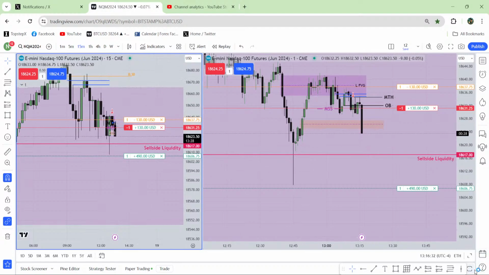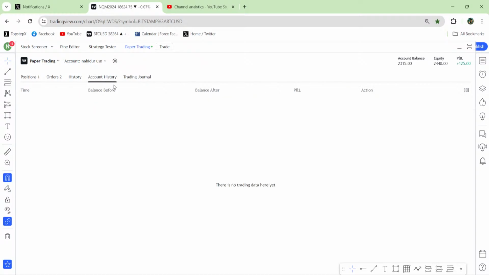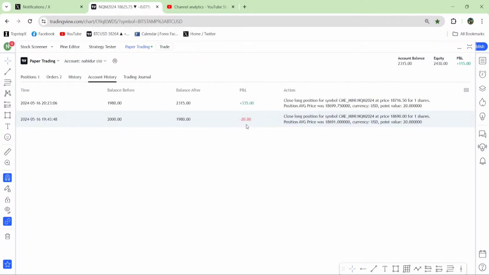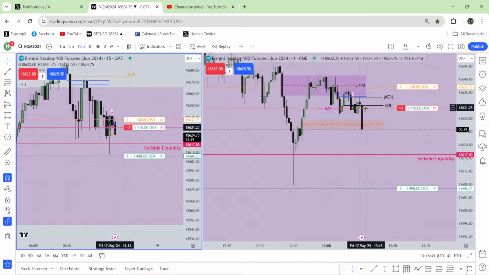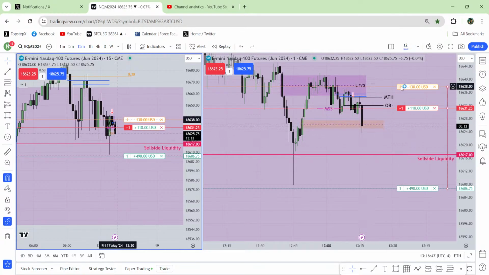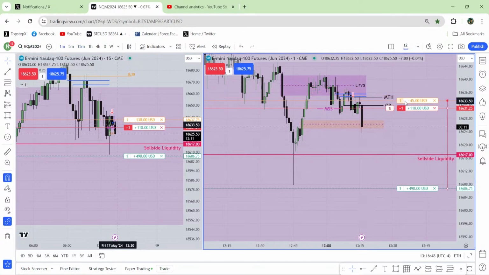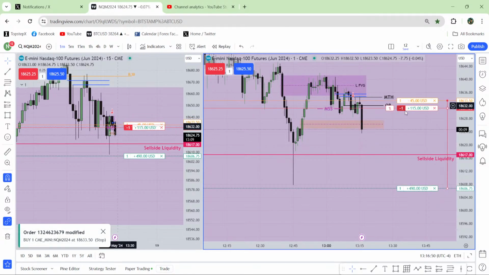So yesterday I took two entries, and the first one was a losing trade, then the winning trade. Today I came home around the PM session and I took that entry. I don't know if it will work or not, so we'll see. Okay, so I'll just cover the stop loss. If I get stopped out, I'll take a very small loss.